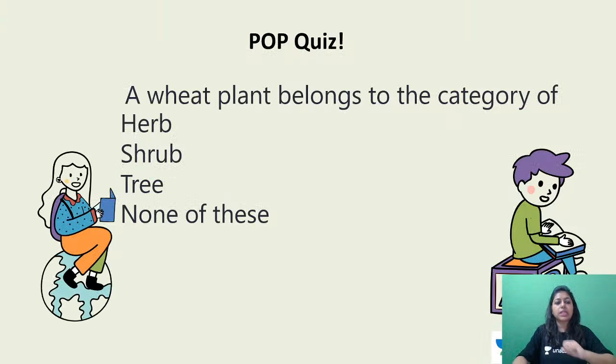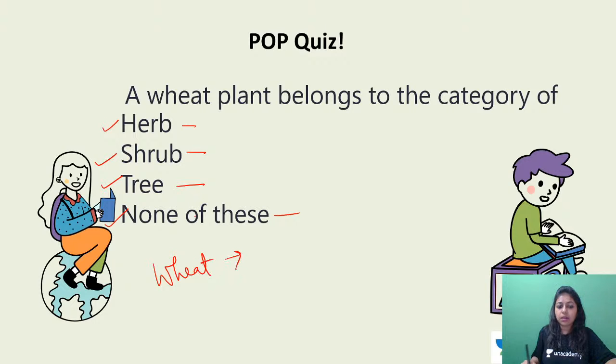The next one is some questions which I would like to ask you to test your knowledge, to see how much you have understood of whatever I have taught you. So now there is this question: a wheat plant belongs to the category of, you have to tell me whether it is a herb, a shrub, a tree, or none of these. Tell me which one is the right answer. Yes, a wheat plant is a herb.